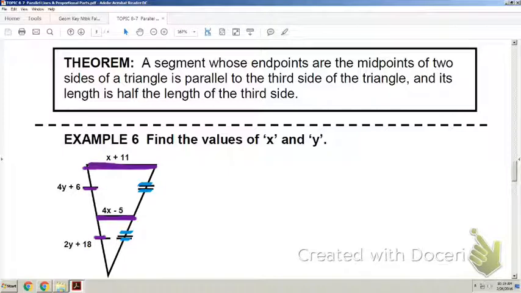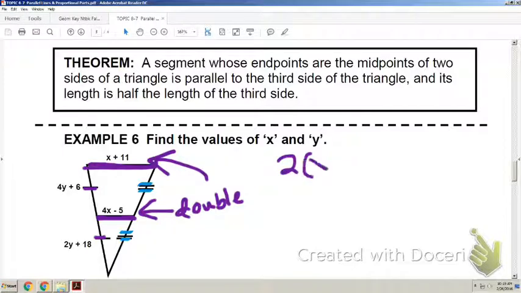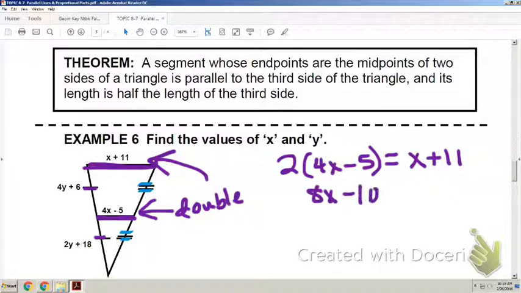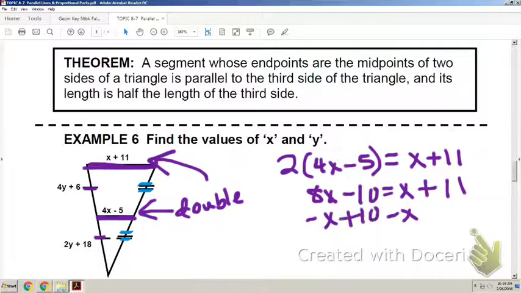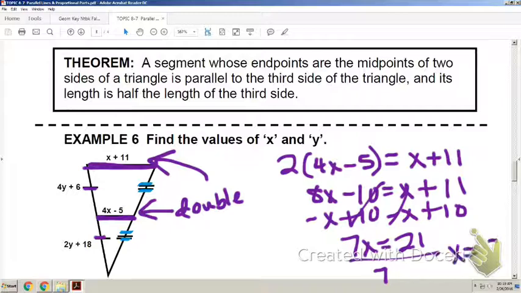So in order to find x, we're going to have to double this length in order to set it equal to the top length. So I'm going to take 2 times 4x minus 5, and then I can set it equal to the x plus 11. So that would give me 8x minus 10 equals x plus 11. So subtract x from both sides, add 10 to both sides. That will give me 7x equals 21. Divide by 7, and x equals 3.